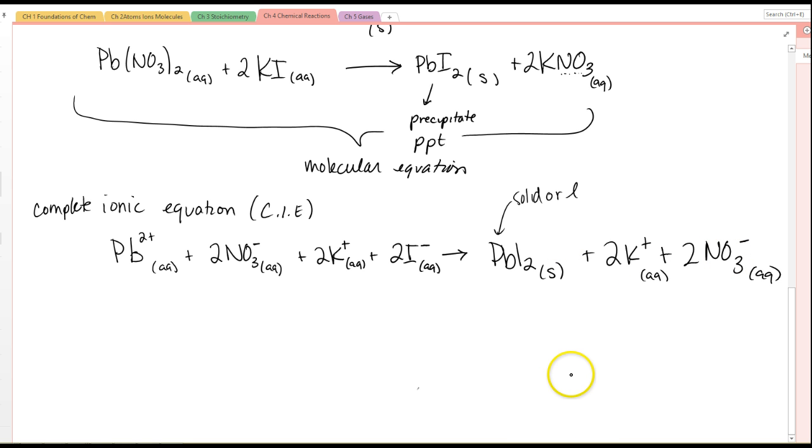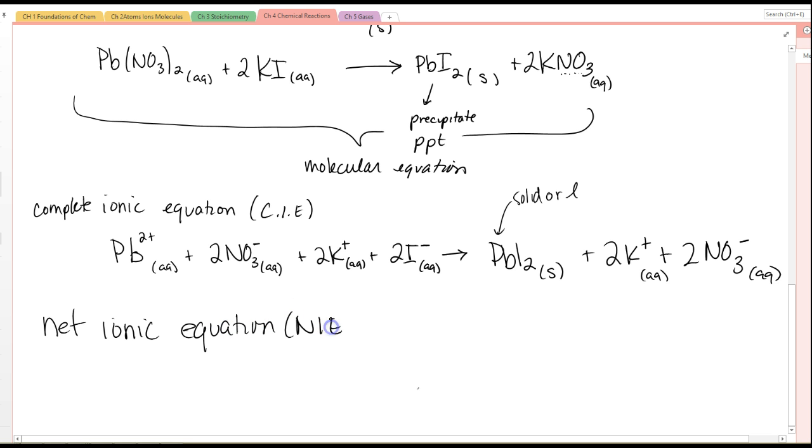There's one more step that you'll generally be asked to do, and that's to write what's called the net ionic equation. In this equation, you're going to cancel out things that are the same on both sides. Looking at this equation, we see that the lead does not remain the same. The nitrate does, though. There's 2 nitrates per side, so we cross those out. 2 potassiums per side, and cross those out. Now the iodide becomes part of a new compound. So the net ionic equation here is Pb2+ aqueous plus 2I- aqueous yields solid PbI2. This is your net ionic equation.